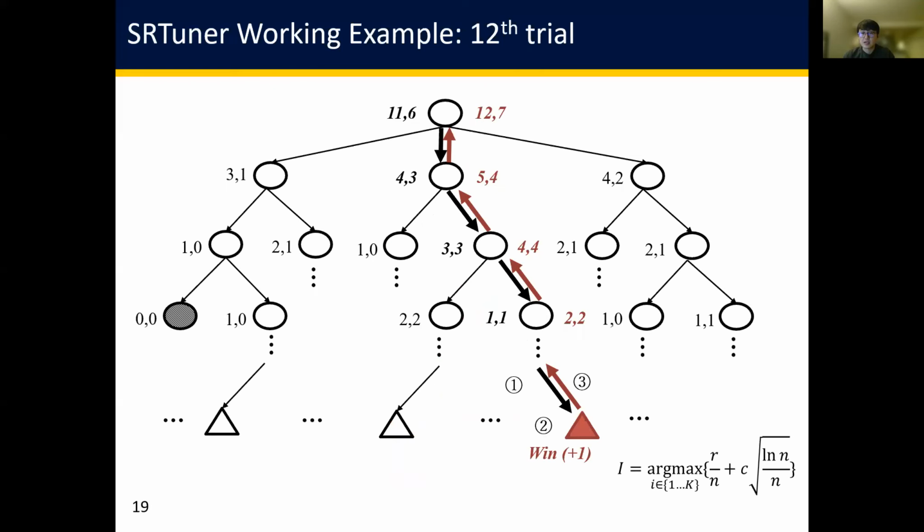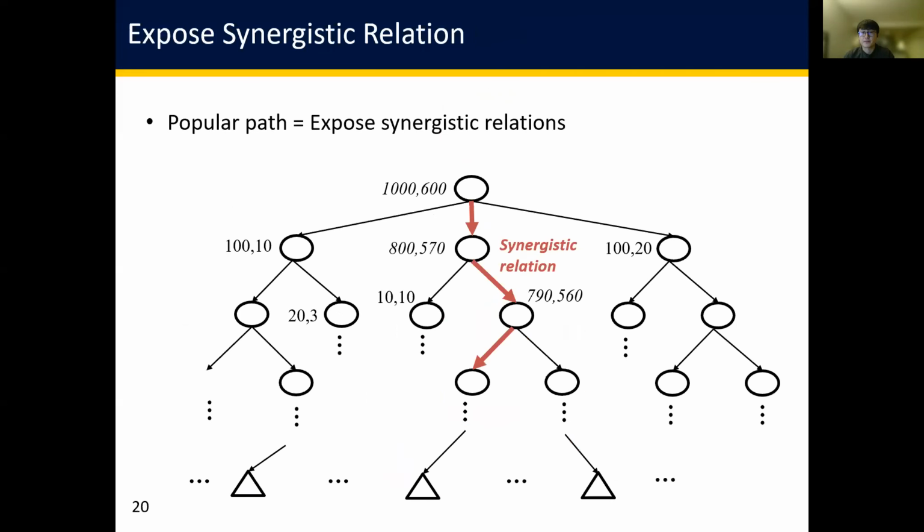Once enough statistics are collected, each node will start balancing between exploration and exploitation to make a better shot to try. Later, this will naturally expose the popular path in the multi-stage structure, which implies the synergistic relation between optimizations.